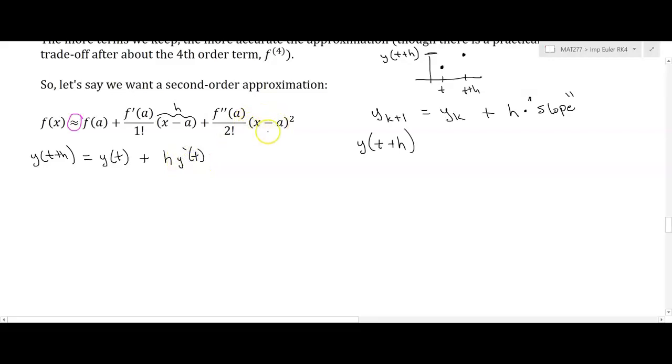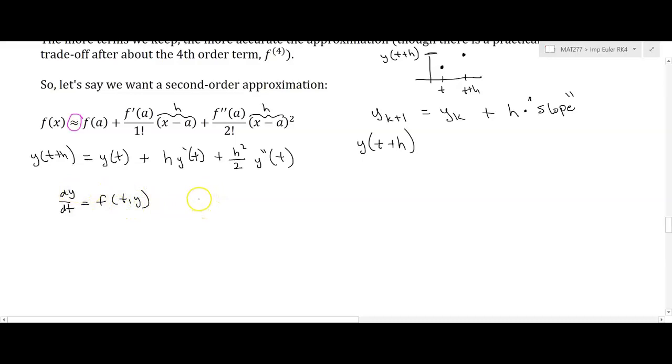And we'll do the same thing over here. Here is h, we want that to be really, really small. And 2 factorial is 2 times 1, so this will be h squared over 2, times y prime prime of t. Now, recall that one thing that we wrote is that dy dt is a function of both t and y.